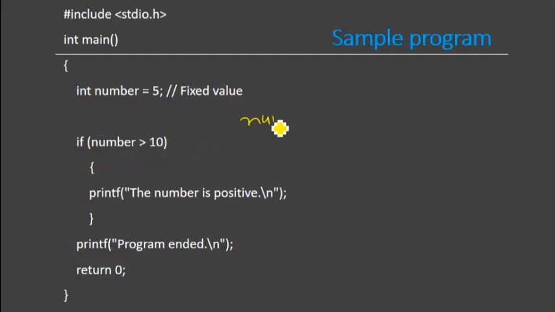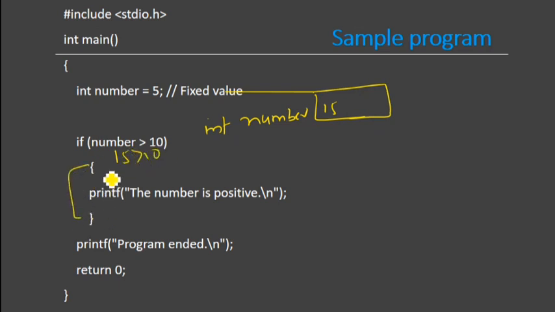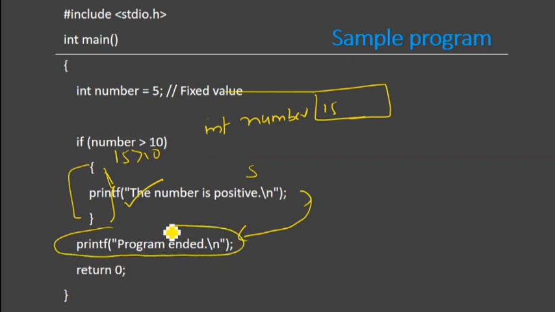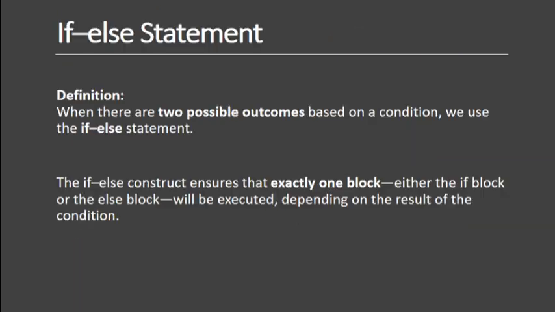For example, if I declare int number equal to 15, the number stores 15. Here 15 is greater than 10, true. So it enters into the if body and those statements will be executed. After the statement block, the statements after the if also will be executed. This is nothing but a simple if program. So let me explain through an example.